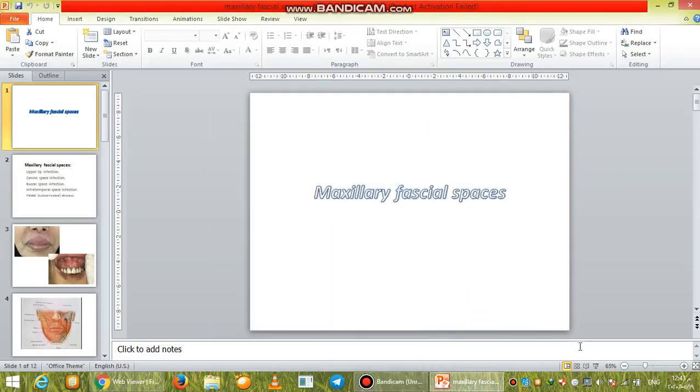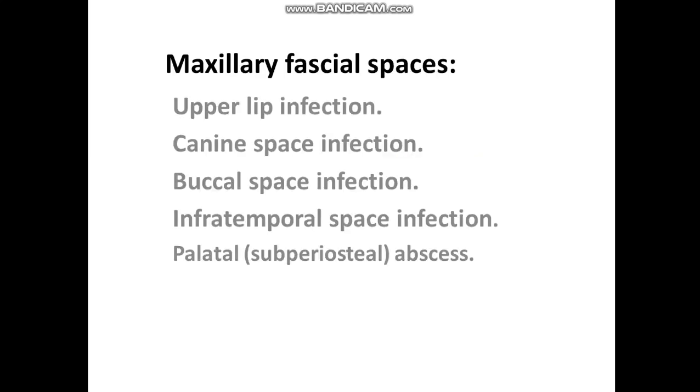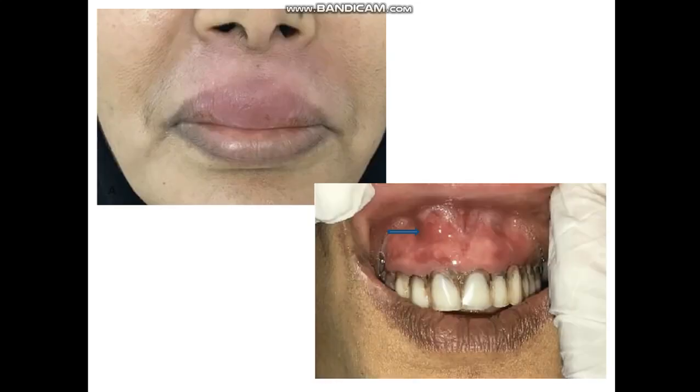So our lecture today is maxillary facial spaces. In this lecture, we are going to discuss the facial spaces surrounding the upper jaw. These include the upper lip infection, canine space infection, buccal space infection, infratemporal space infection, and palatal or subperiosteal abscess. Let us start with the upper lip infection.